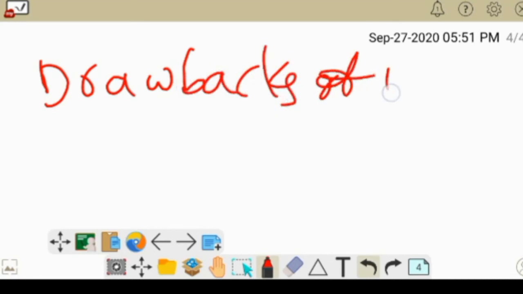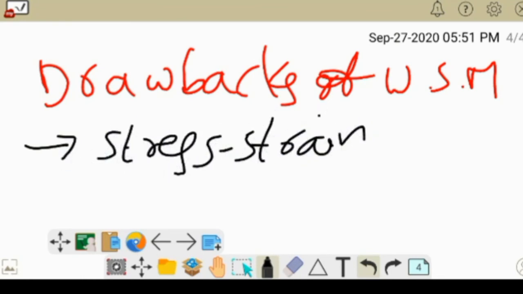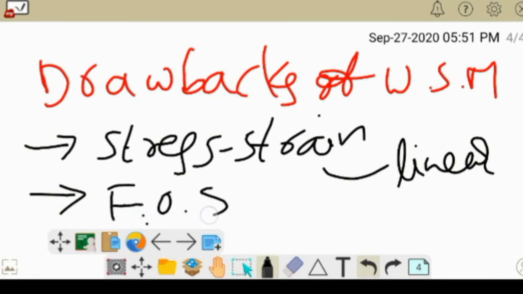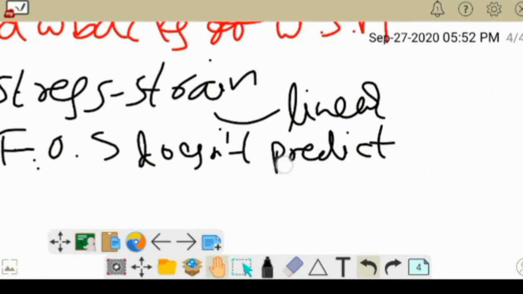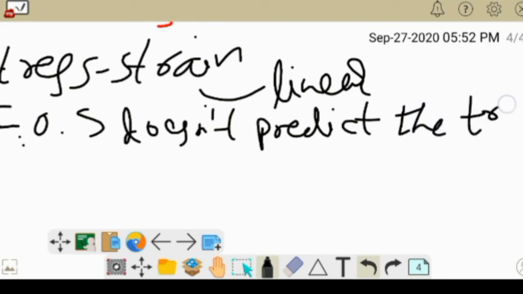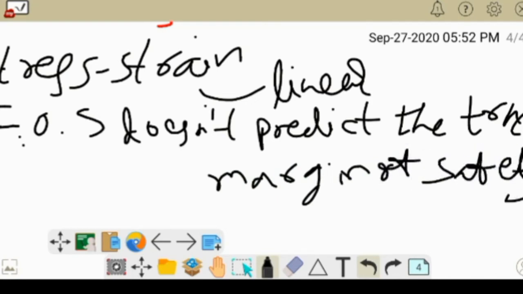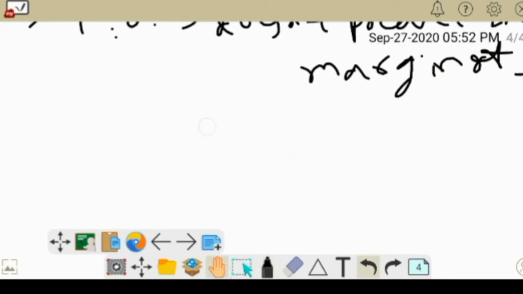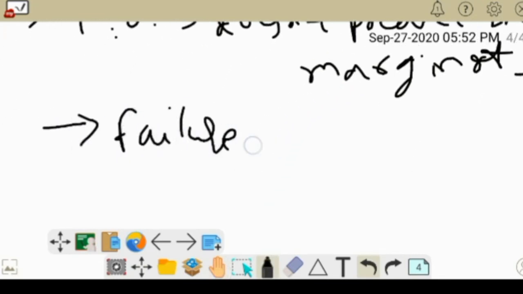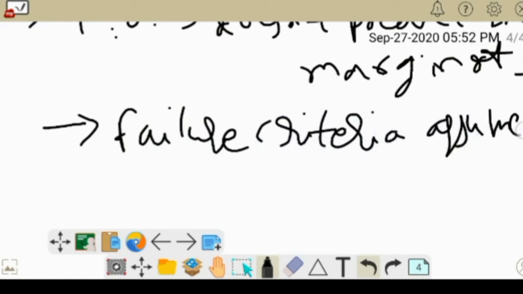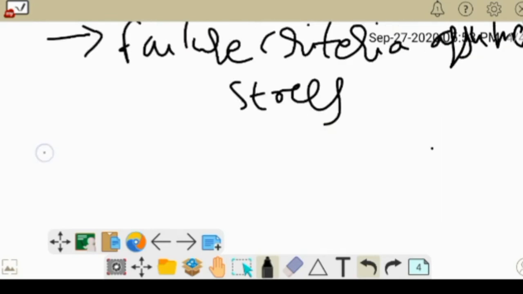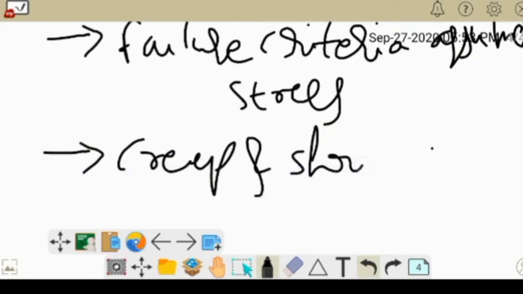Next are the drawbacks of the working stress method. The first drawback is that the stress strain curve for concrete is assumed as linear, but practically which is not true. And the factor of safety doesn't predict the true margin of safety. The failure criterion assumed is stress, but the strain criterion is the reliable one. This method assumes only stress. The effect of creep and shrinkage of concrete is ignored.